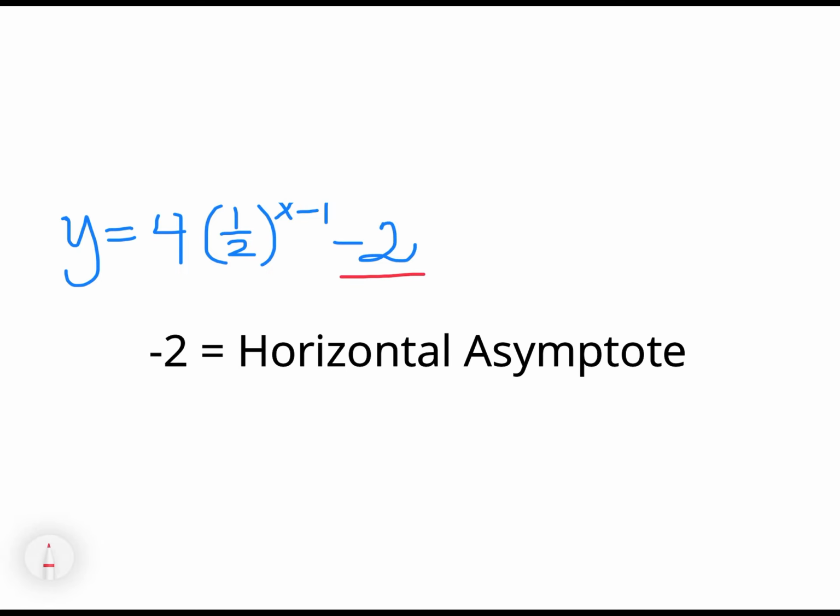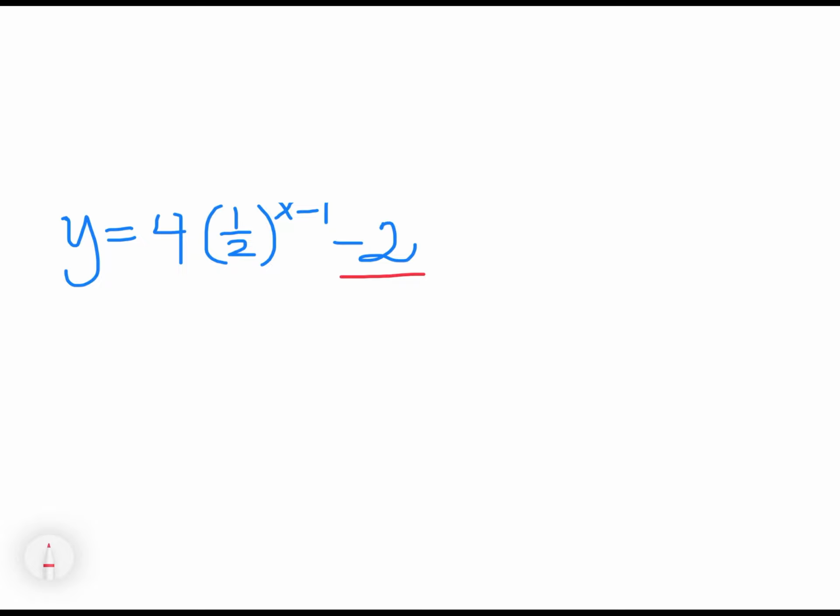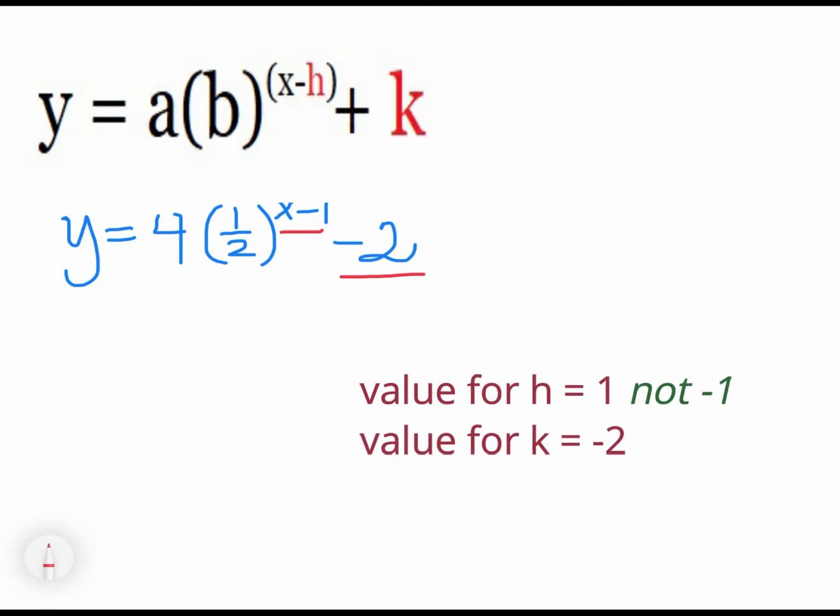-2 represents the horizontal asymptote. The x minus 1 represents the shift on the x-axis relative to the origin. Note that h equals 1, not -1, and k equals -2.